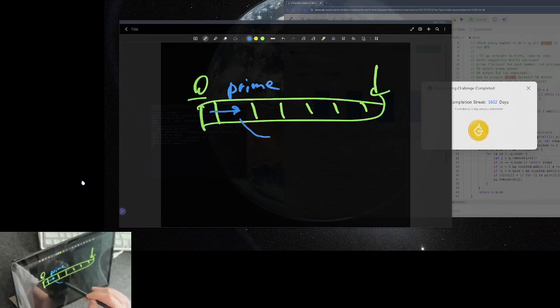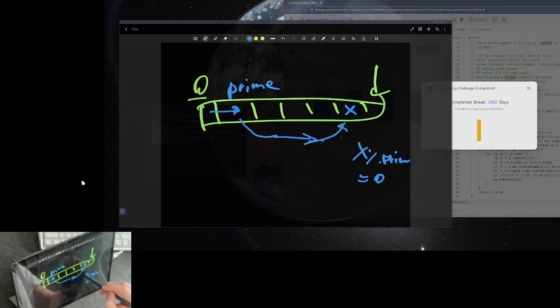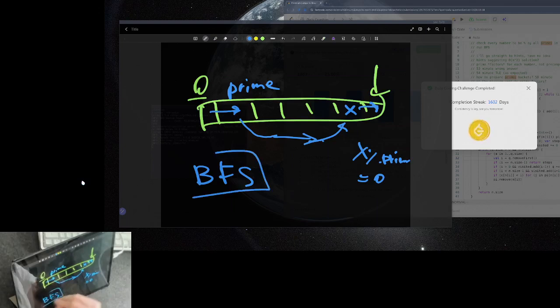to all the cells that are divisible by this prime, like x divisible by prime equals 0. So we can jump to this cell and then reach the destination. The breadth first search is a trivial idea, but the primes part is not trivial.